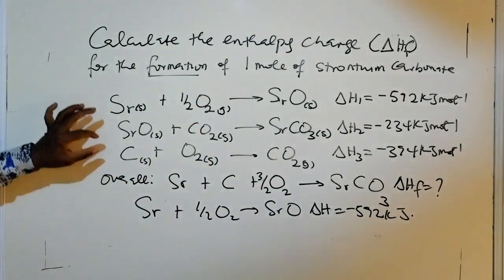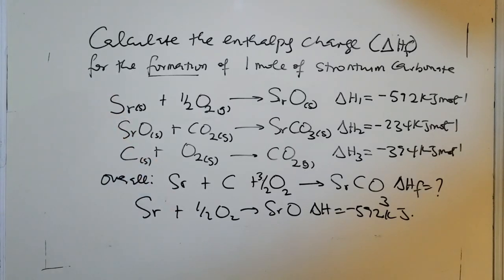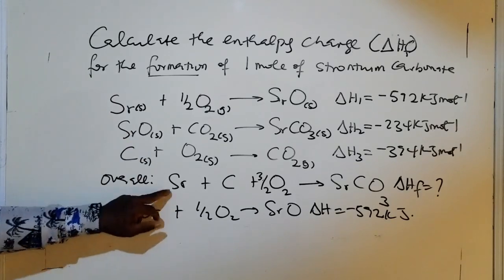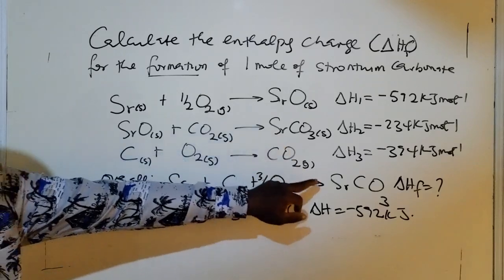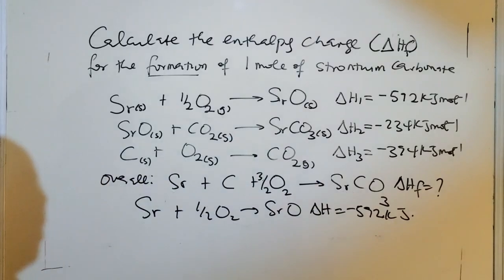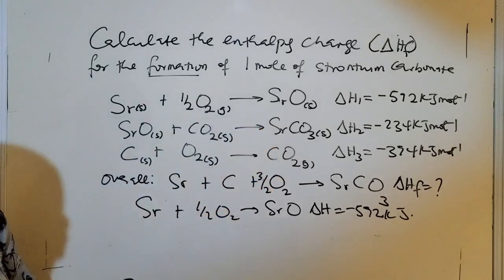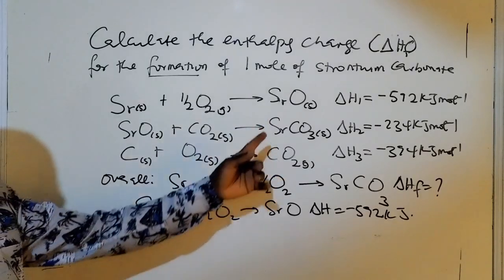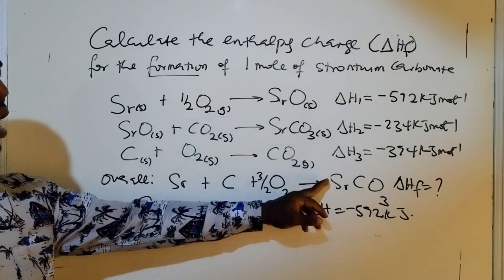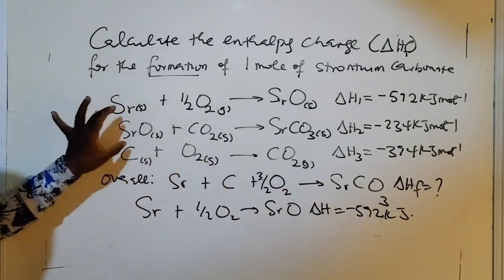Let's go to equation 2. Compare equation 2 to the overall equation. Which substance is found in equation 2 that is in the main overall equation? Strontium carbonate is found in equation 2 and also in the main equation. How many moles each? 1 mole and 1 mole. Are they on the same side? Product side, yes. So they are on the same side with the same number of moles, so you don't have to reverse this equation.